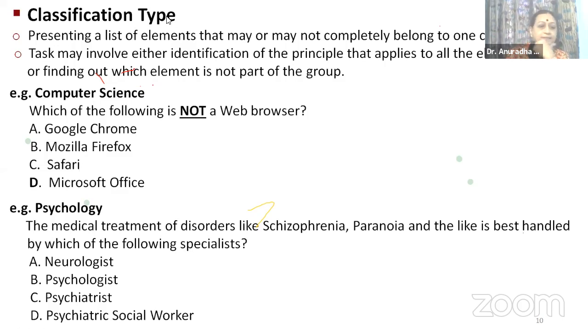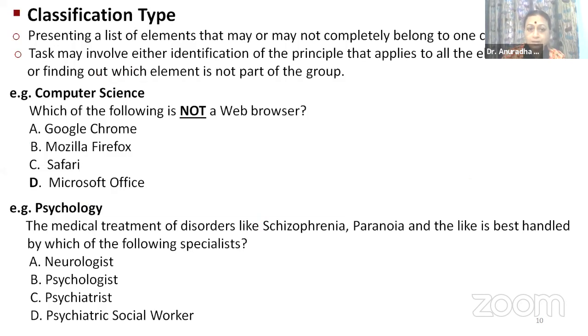Okay. For example, there's a very, very simple question for those in the field of computer science. Which of these is not a web browser? Now, the word not is emphasized, made bold, underlined, and that's important. So now, what are web browsers? Students should know. What are the different types of web browsers available today?